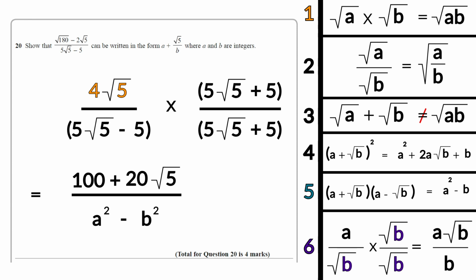If a is 5 times the square root of 5, then a squared is 25 times 5, which is 125, minus b squared. B is 5, so b squared is 25. The denominator is 100. Finally, 100 divided by 100 is 1, and 20 multiplied by the square root of 5 divided by 100 is just the square root of 5 divided by 5.